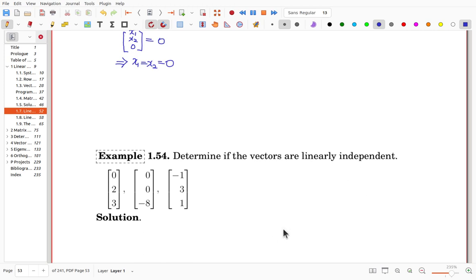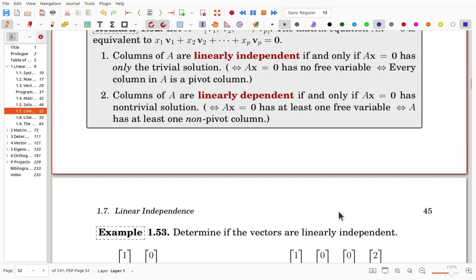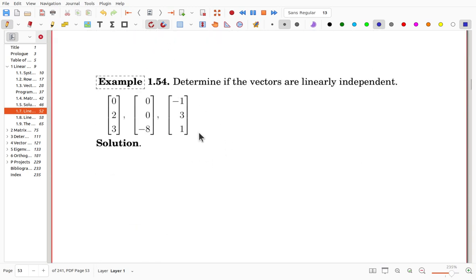Determine if the vectors are linearly independent. So we'll check that along with this last statement. Once every column in A is a pivot column, then it must be linearly independent, right? So we make a matrix A. So assume we collect them in a matrix.